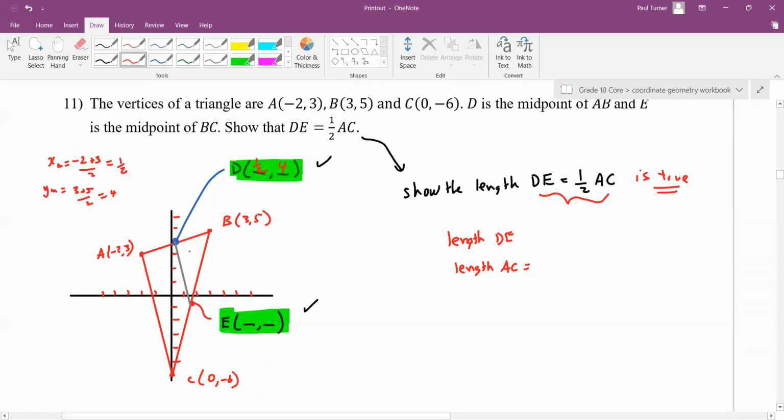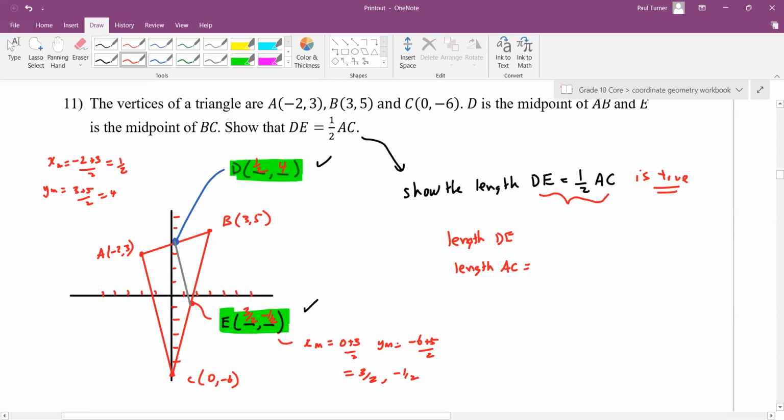And for this one, XM would be 0 plus 3 on 2. YM, -6 plus 5 on 2. So that's 3 on 2 and -1 on 2, so -0.5. So that looks about right, the position for these coordinates. So 3 on 2, so it's 1.5, or 3 on 2 minus a half.